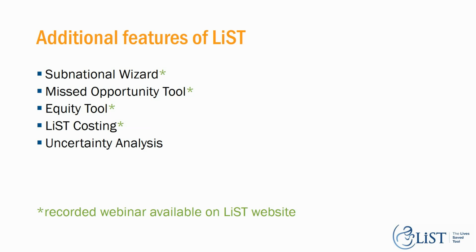We have an equity tool which does something similar, but this time answers which interventions would have the highest impact if the coverage levels reached the richest wealth quintile as coverage data in the country. We have LiST costing to put a price tag on your interventions, and we also have uncertainty analyses available on LiST.